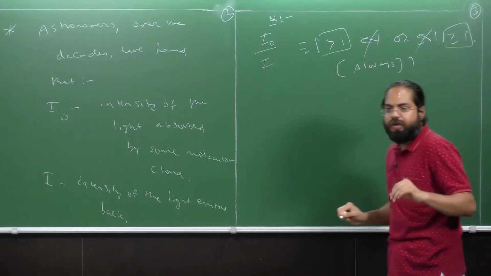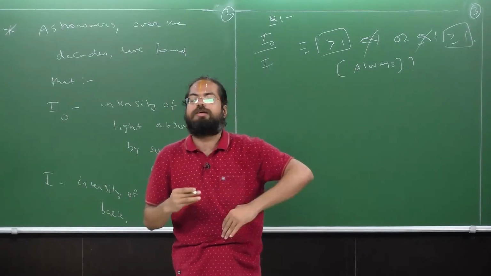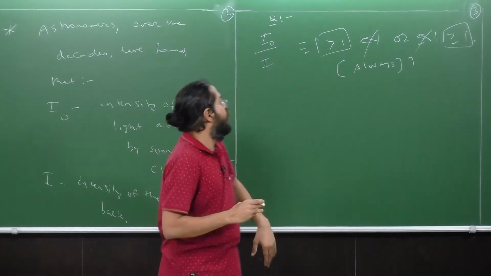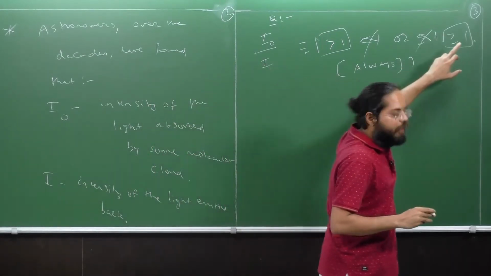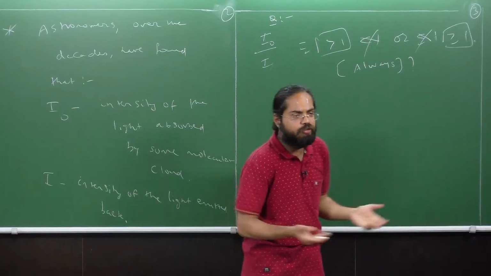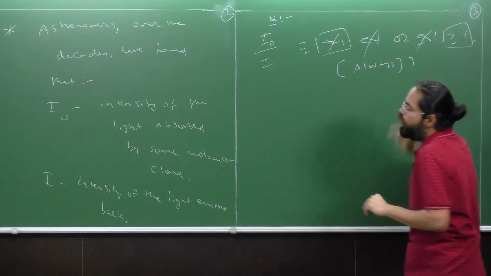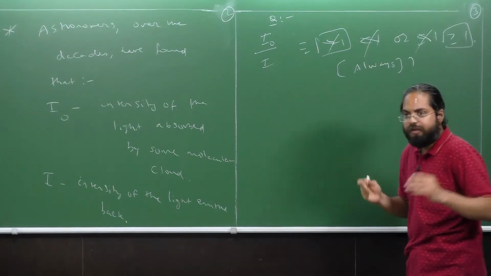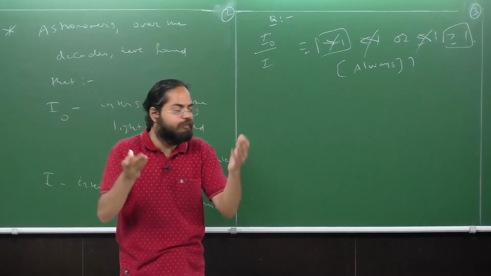In the case where there is 100% emission, such as in black body radiation, your I naught by I is always going to be equal to 1. In other cases, it is going to be greater than 1. So considering both the cases, mathematically, this inequality always holds good. This is just some common sense and logic-based idea.